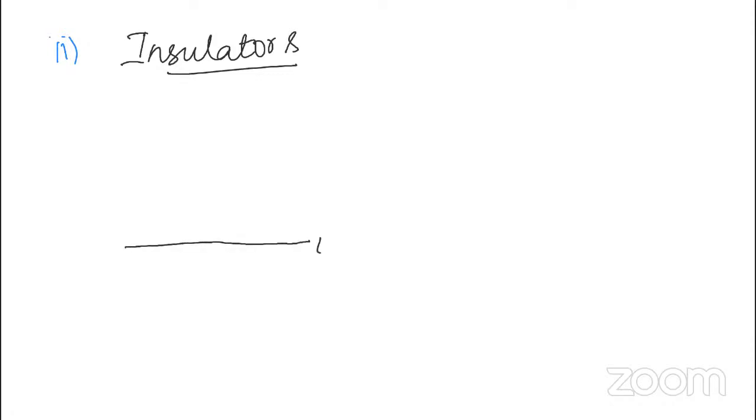Then the second one is insulators. In an insulator, the gap will be larger. Larger energy gap. Here it is EV, and here it is EC. So the energy gap EG will be large, a larger energy gap.